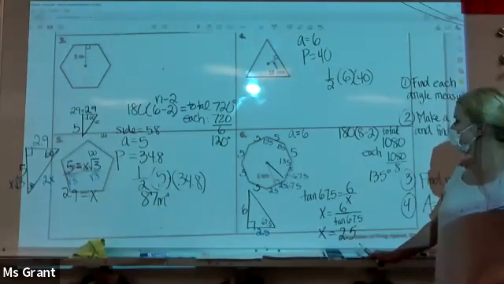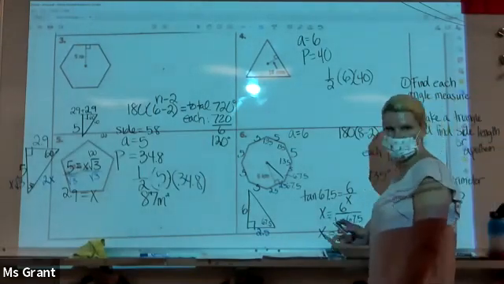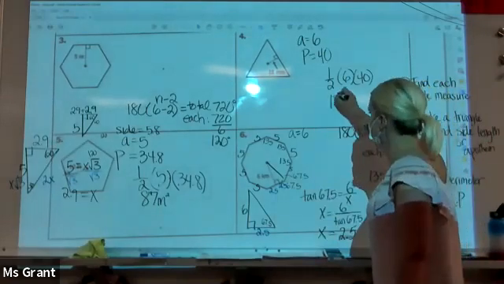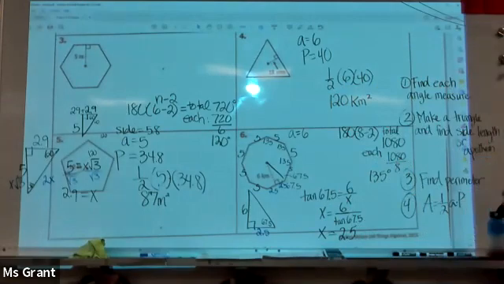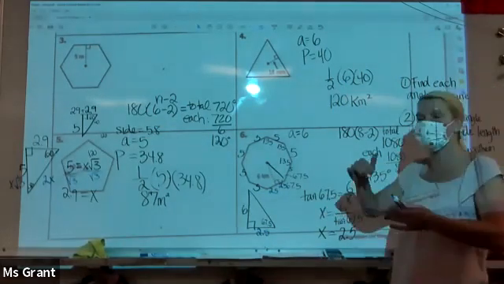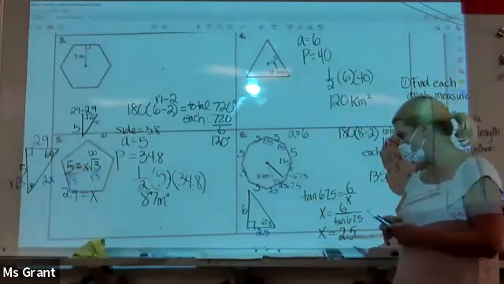Okay. Anyways, 120? Yeah. 120 kilometers squared. This is a lot of work for one problem. You guys need to know what you're doing. I'm going to keep doing samples, but you need to be with me on this.